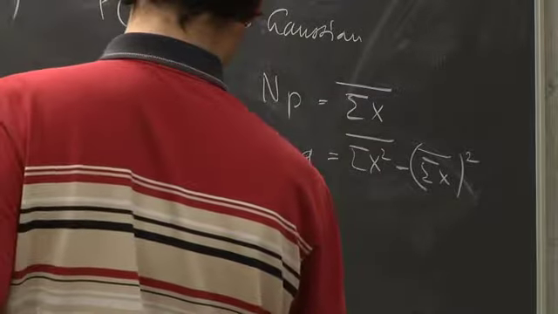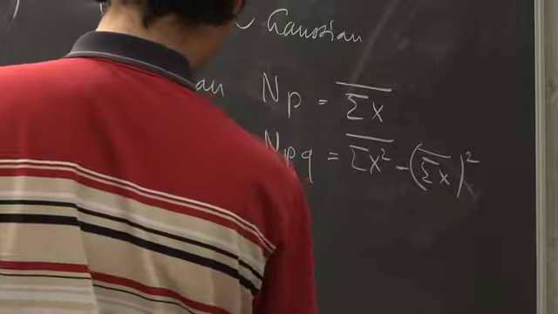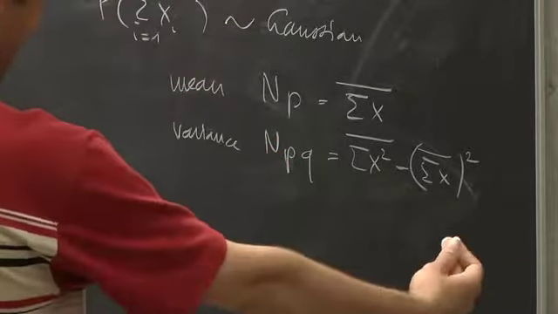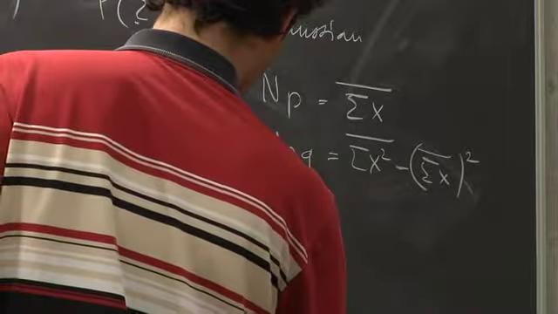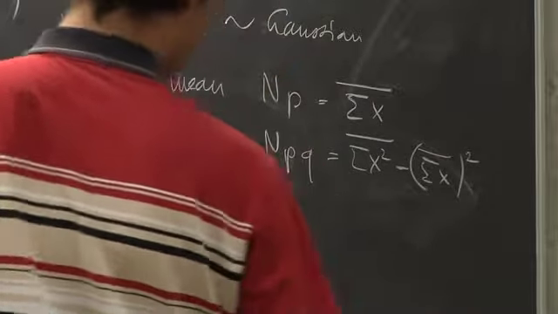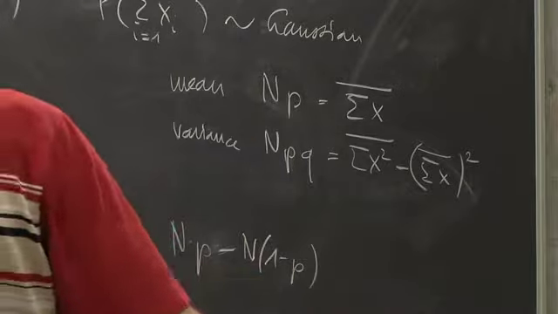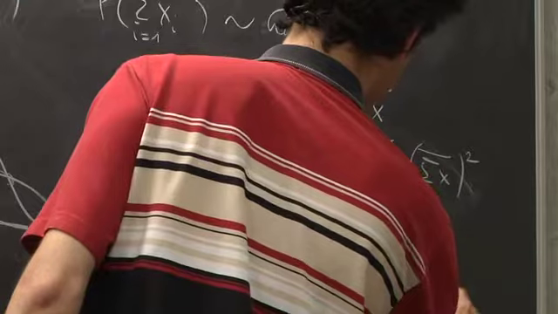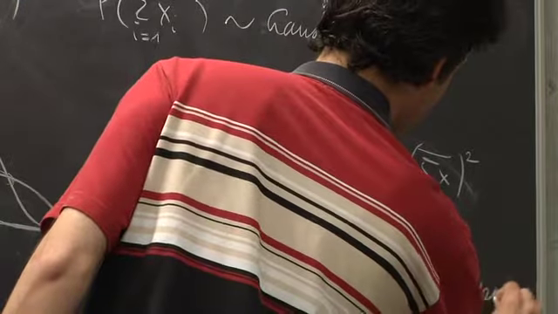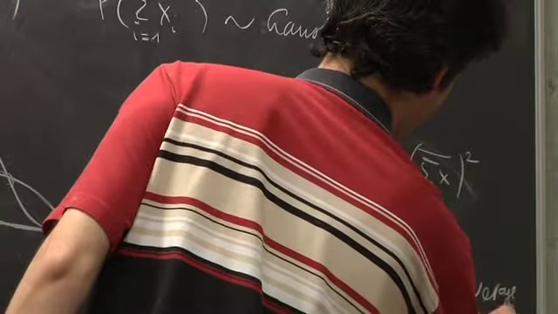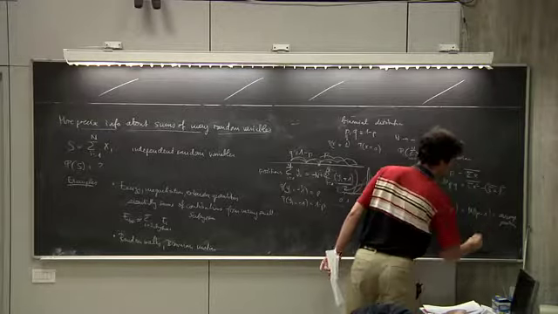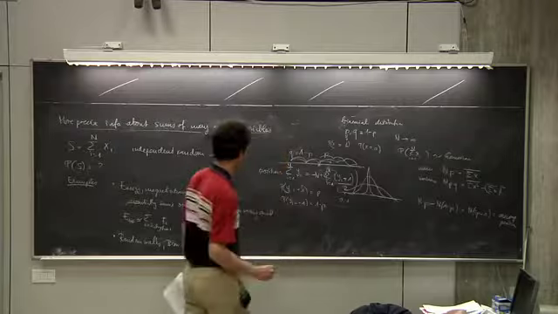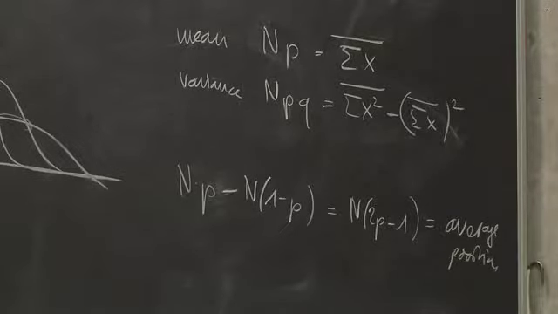The mean should be n times p, that's the average number of steps to the right, minus n times 1 minus p, that's the average number of steps to the left. So this is n times 2p minus 1. This is the average position, or expectation value of the position.